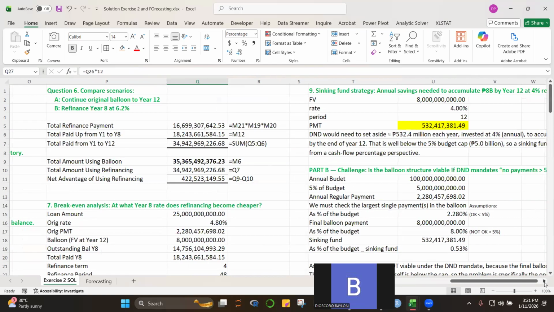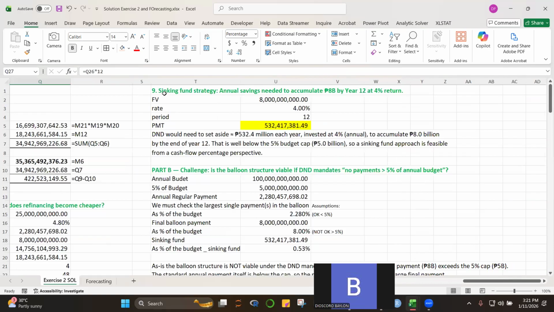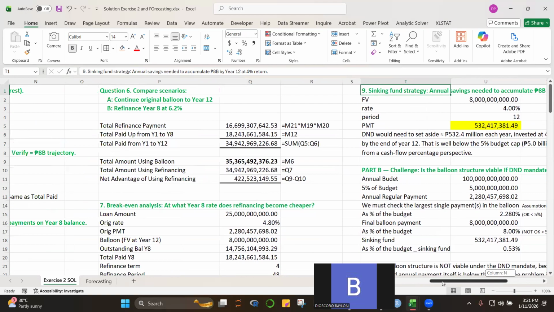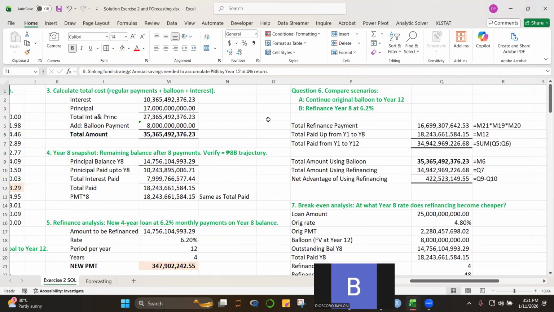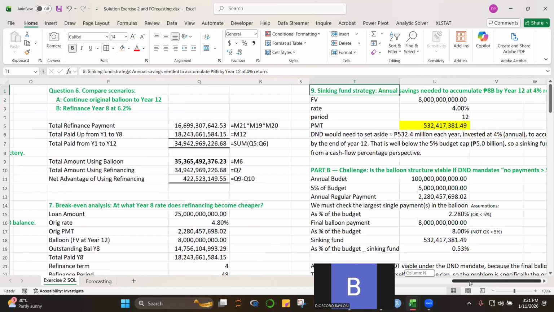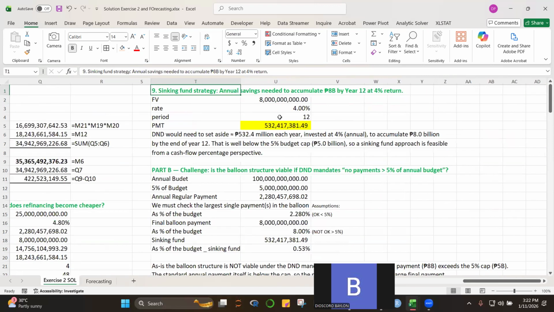Okay. Question number 9 is we're asked for a sinking fund strategy. Ito iba naman to, no? Ang sinasabi dito sa sinking fund strategy, okay, what if mag-create tayo ng fund at the beginning. Yung sa fund na yan, magdi-deposit tayo. We put money to that, up to 12 years, so that at the end of the 12 years, meron tayong 8 billion. So, ibig sabihin, para prepared tayo dun sa balloon payment ng 8 billion.